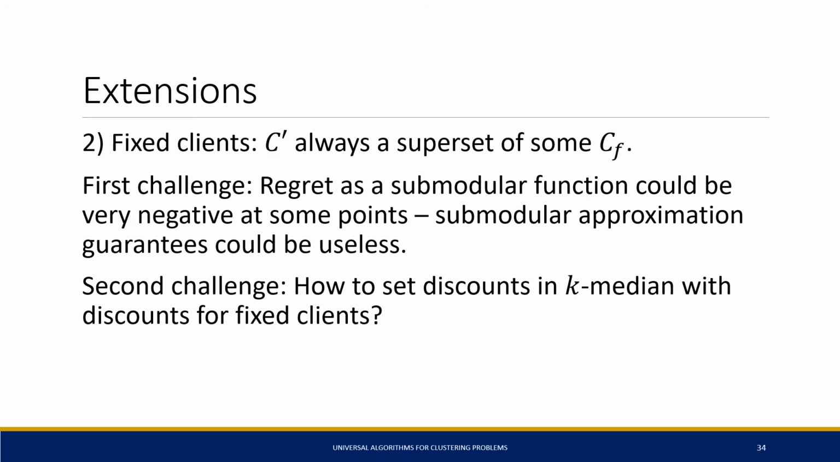So the second extension we consider is when we're told there's a set of fixed clients CF, such that we only need to worry about the realizations that are supersets of CF. So the first challenge is that since some clients are always forced to appear, it's actually possible to have a fractional solution with negative regret, and more generally, the function we had earlier that we claimed was submodular is no longer non-negative. So this kind of makes the approximation guarantees very useless, because if the function is not non-negative, then the approximation doesn't really tell us anything.